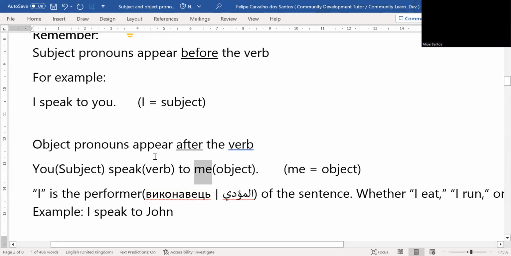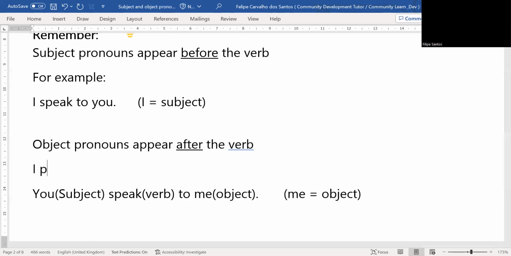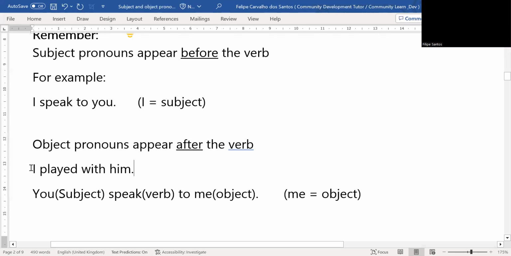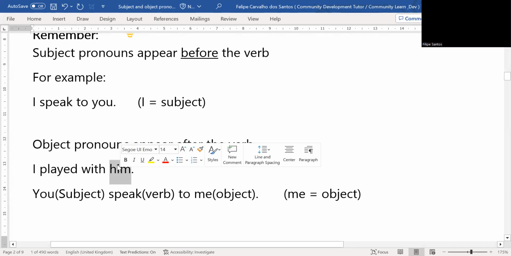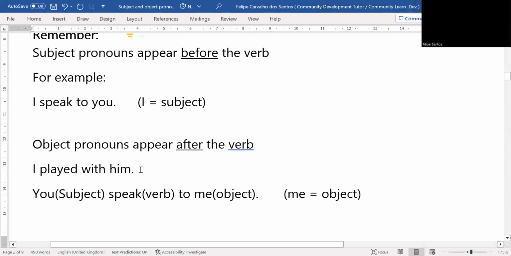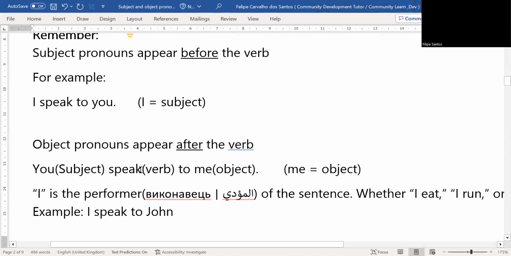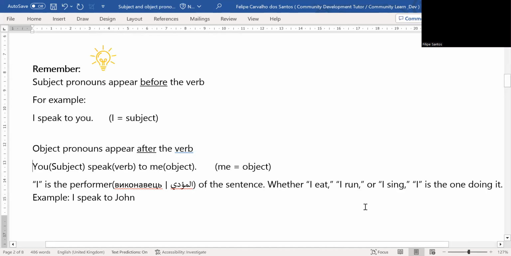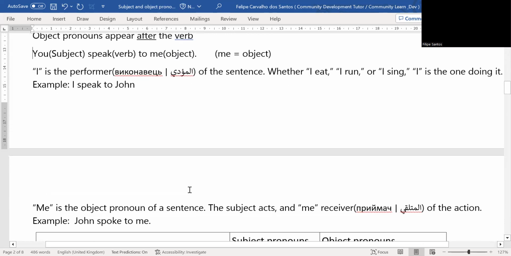So, for example, here's another example. If I want to say I played with him. Here we go, subject, verb, and after the verb, we have the object. Him, that's the object.